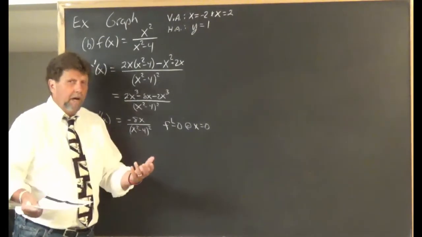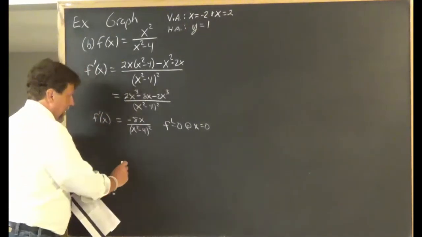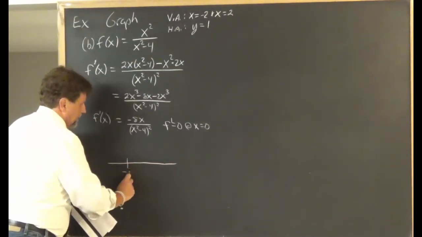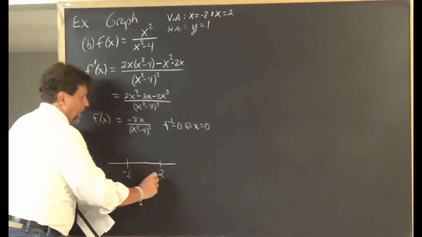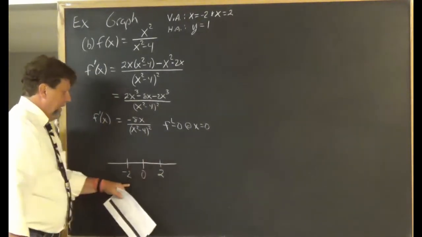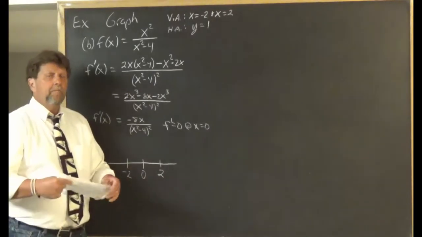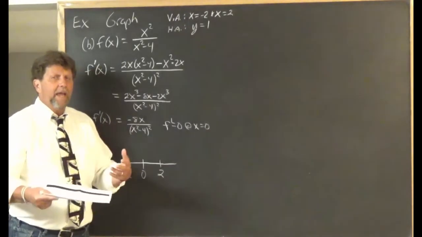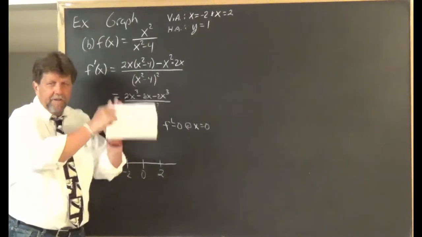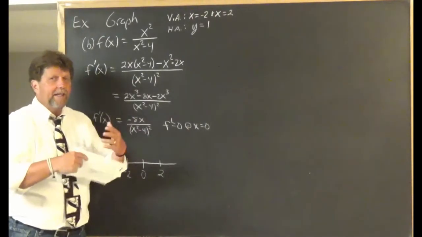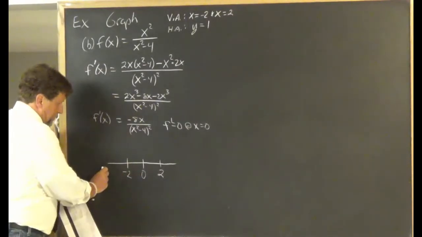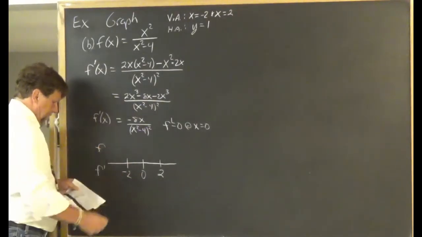But when I make my sign diagram, I do put negative 2 and 2 on the number line, and also 0. I put negative 2 and 2 on the number line because those are elements not in the domain. It's splitting the graph. It's breaking the graph off. So I need to analyze it separately. So let me put my f prime here and my f here.